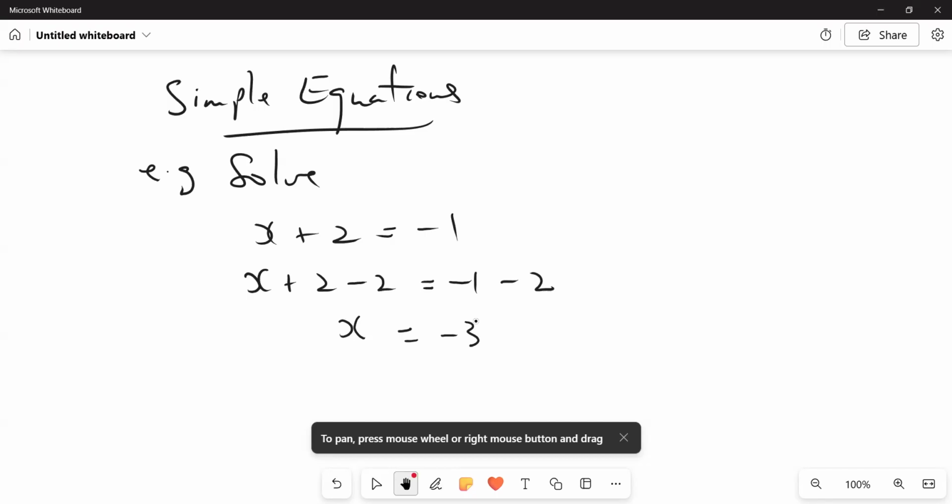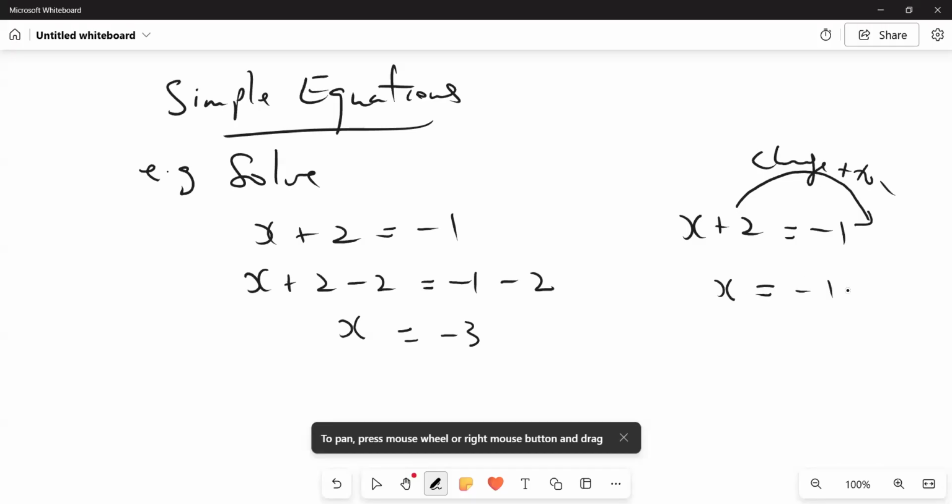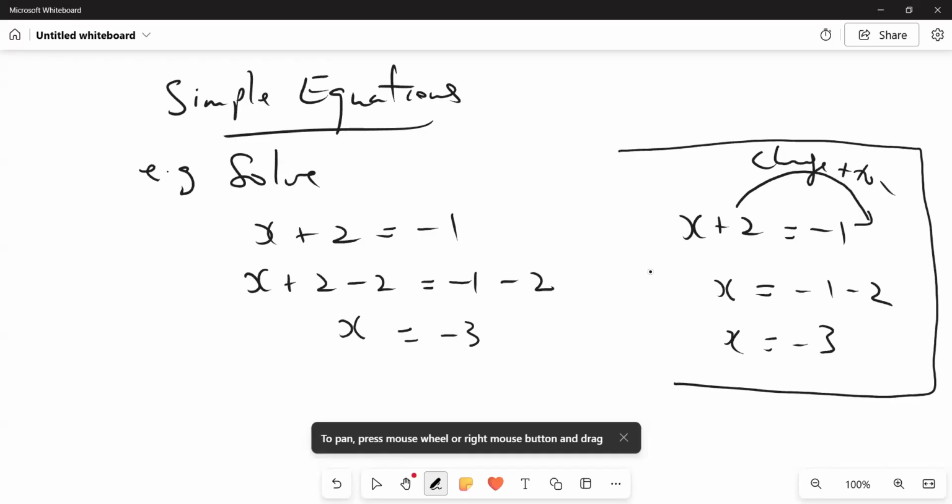I know in the textbooks, teachers will sometimes tell you that you can take the plus 2 and bring it over here, and it becomes minus 1. Change plus to minus. And the teacher says you can write x equals minus 1 minus 2. x then is equal to minus 3.